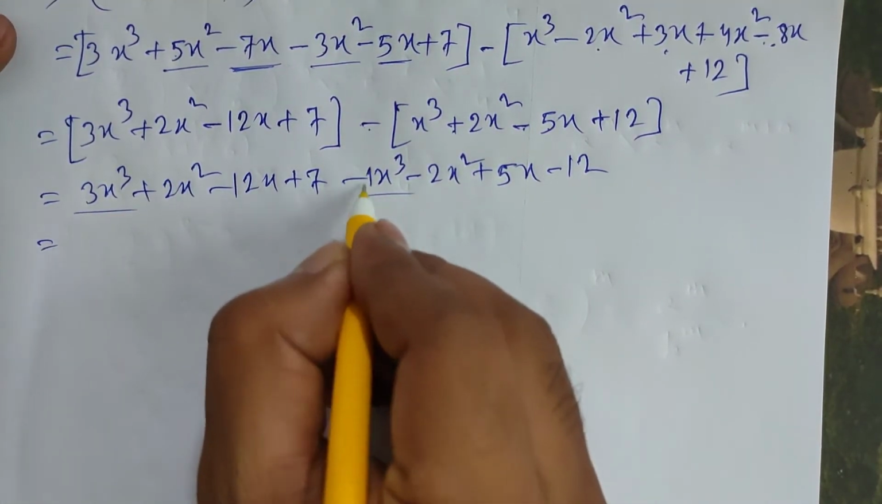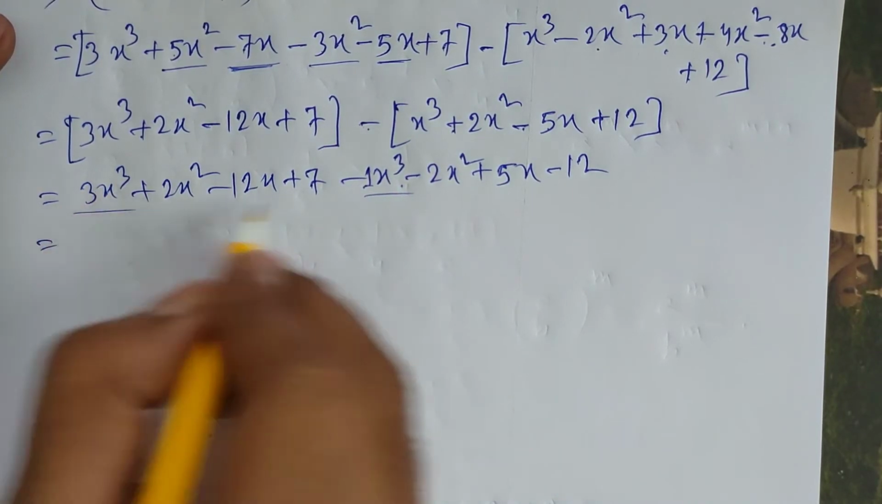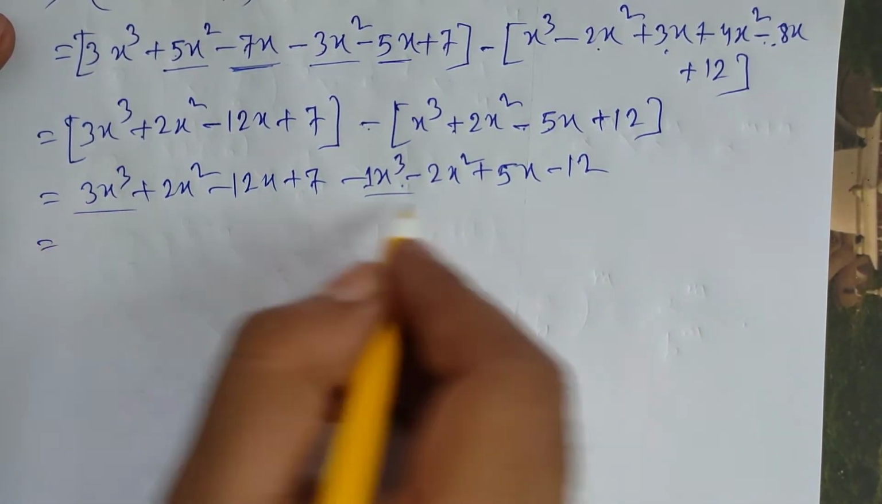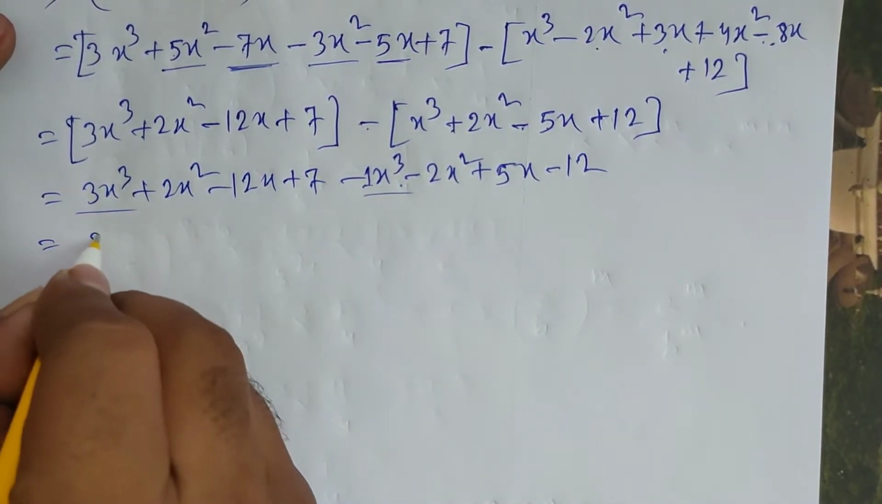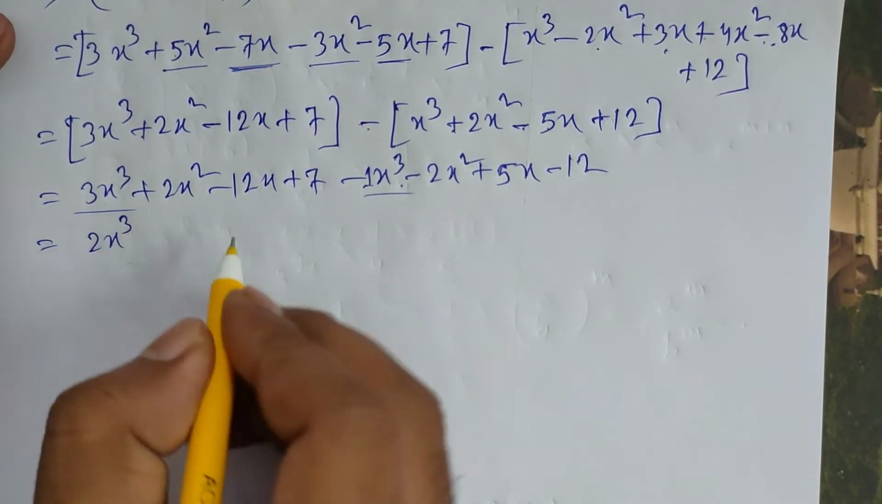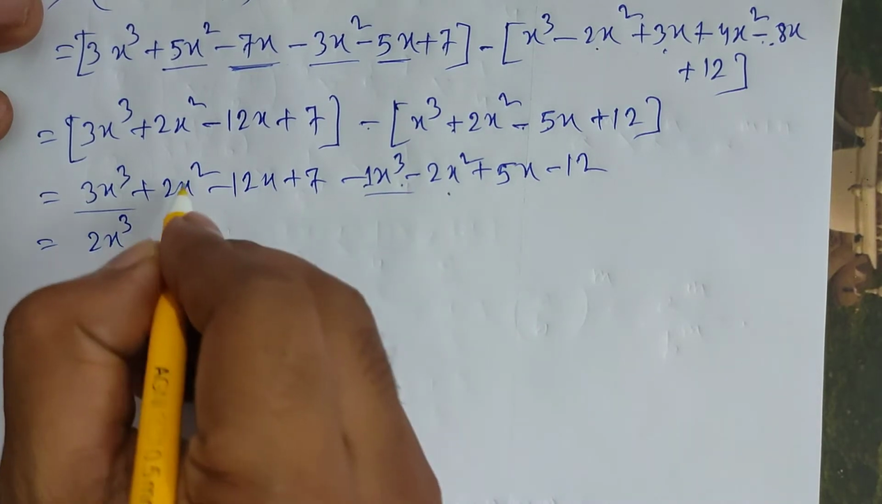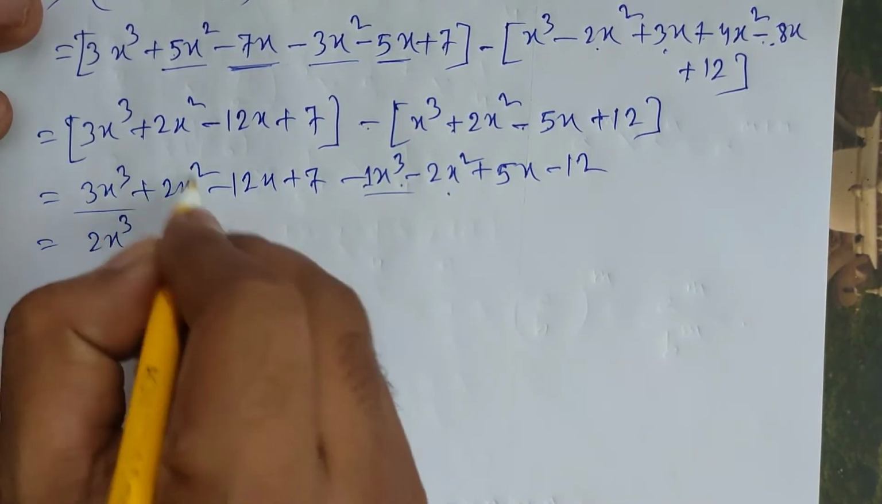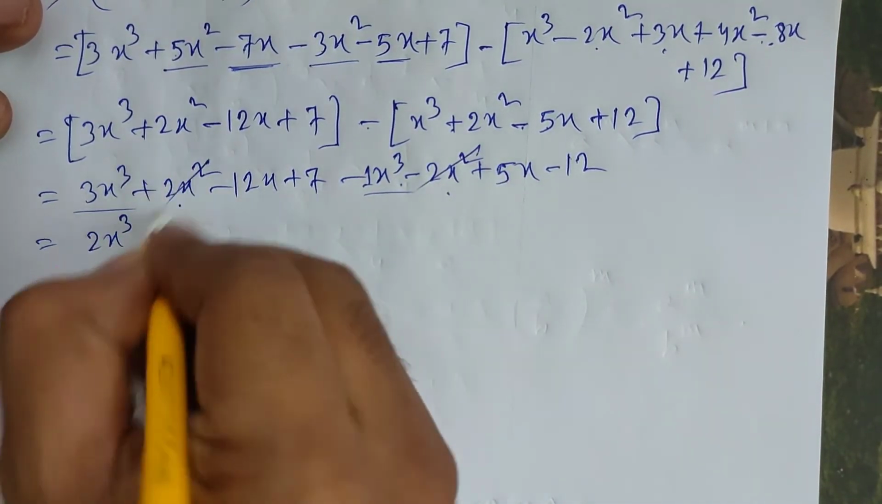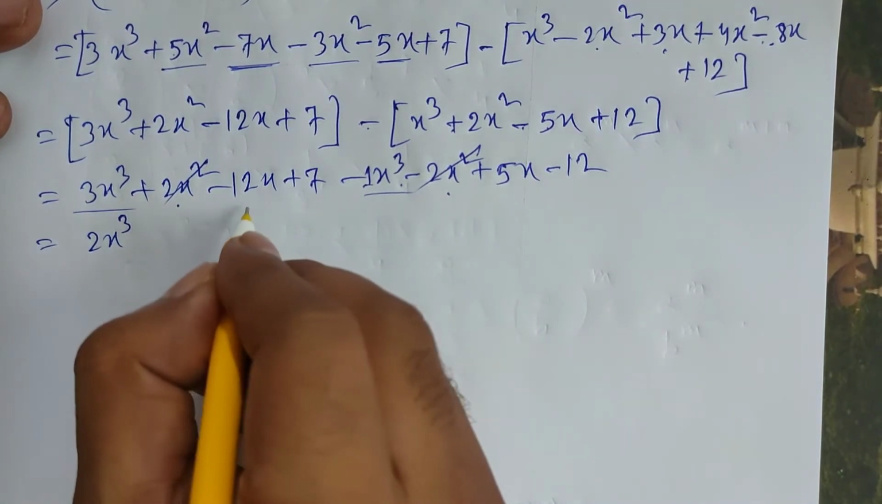Now follow the x cube term. First term x cube is here and here is also x cube, here is nothing means 1x cube and here is 3x cube, both are different sign, we need to subtract 3 minus 1, that means 2x cube. Then here is the x square term, here is also x square term, here is positive 2x square, here is minus 2x square, we can cancel this.